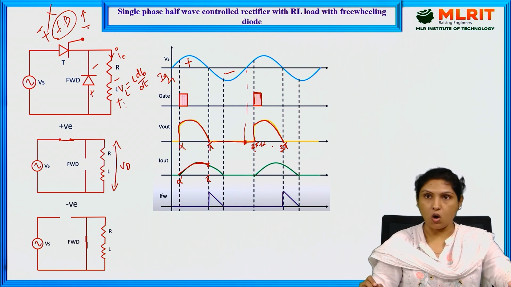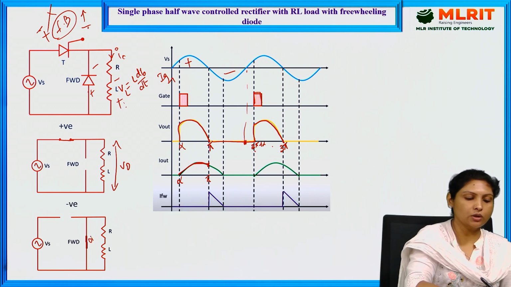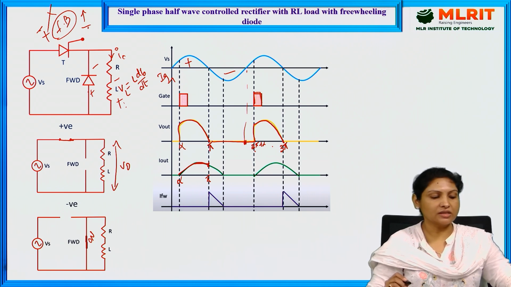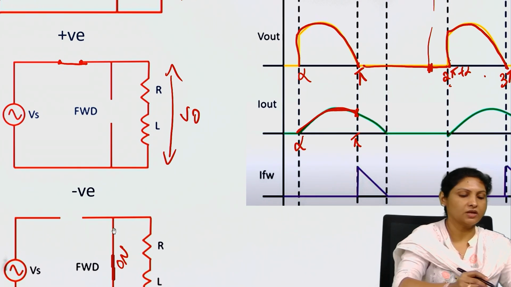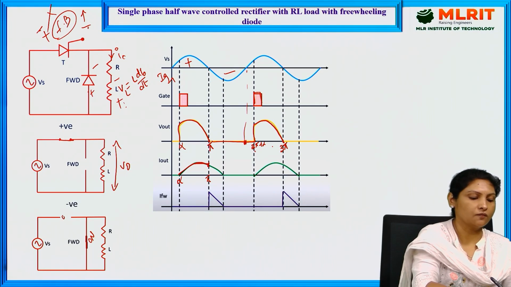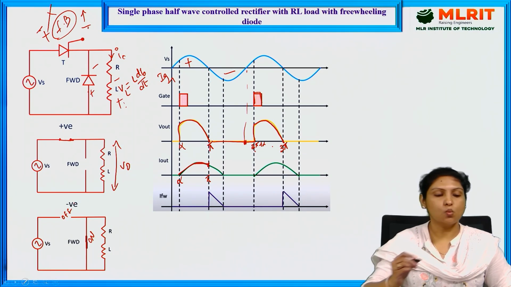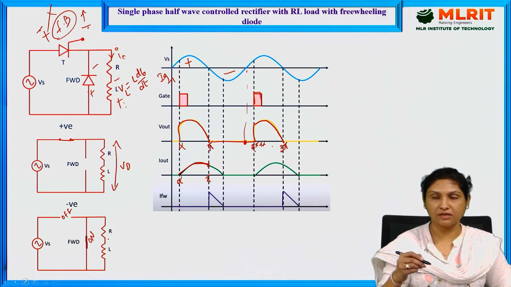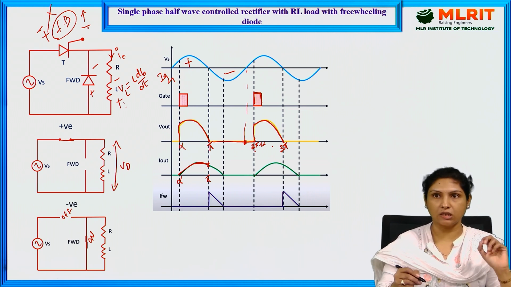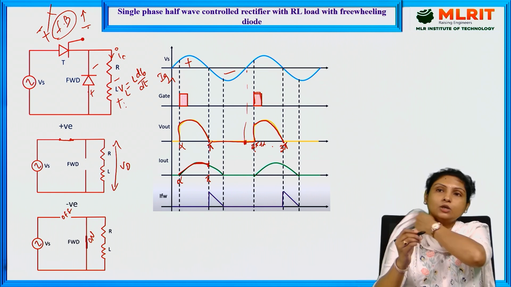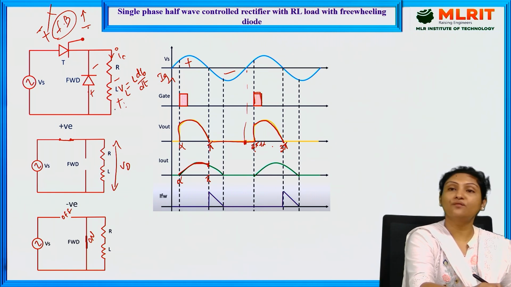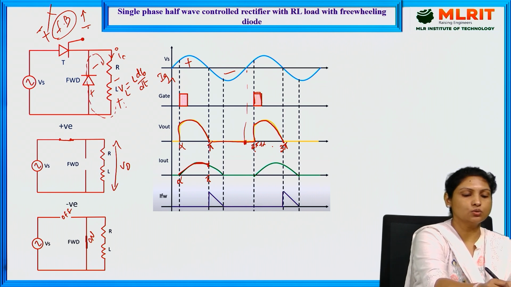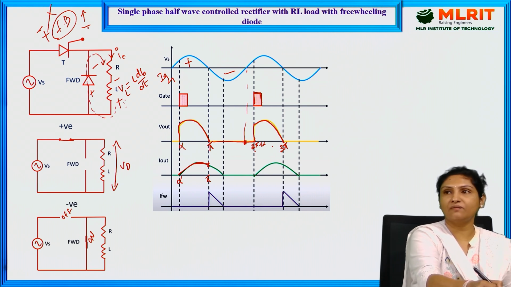Diode will be on. The diode comes into the on state during the negative half cycle, during which the thyristor is getting turned off. Whatever energy was stored in the inductor during the positive half cycle will now be dissipated through the load with the help of the freewheeling diode.